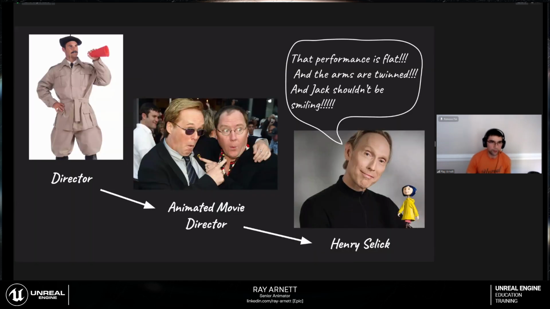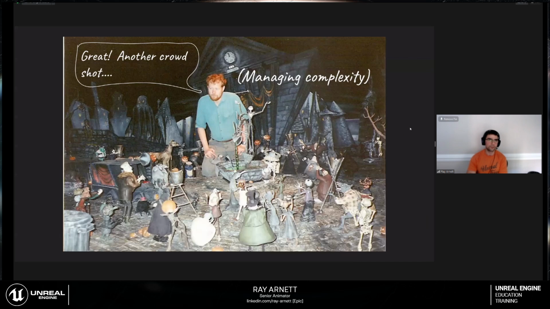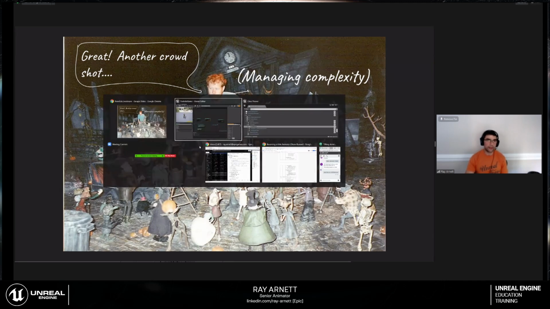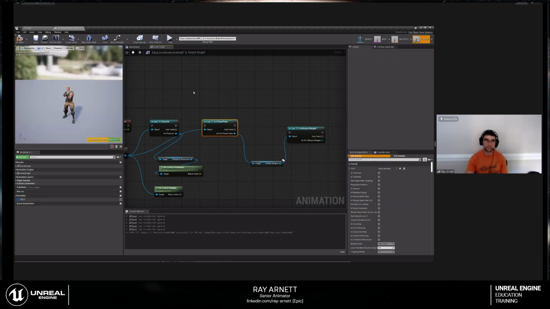And then I'll go back. I'm going to milk this analogy a little bit further. So this guy said, "Oh, another crowd shot." Right. One of the things about animation is it can get complicated really fast, right? And we've definitely had that issue on Fortnite.